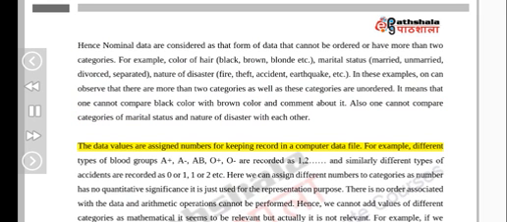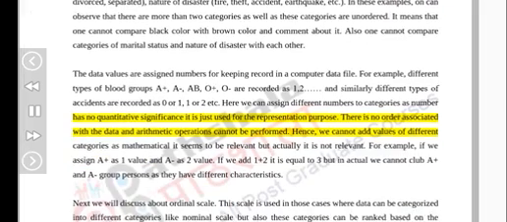The data values are assigned numbers for keeping records in a computer data file. For example, different types of blood groups A+, AB, O+ are recorded as 1, 2, and similarly, different types of accidents are recorded as 0 or 1, 1 or 2, etc. Here we can assign different numbers to categories, as the number has no quantitative significance; it is just used for representation purposes. There is no order associated with the data and arithmetic operations cannot be performed.